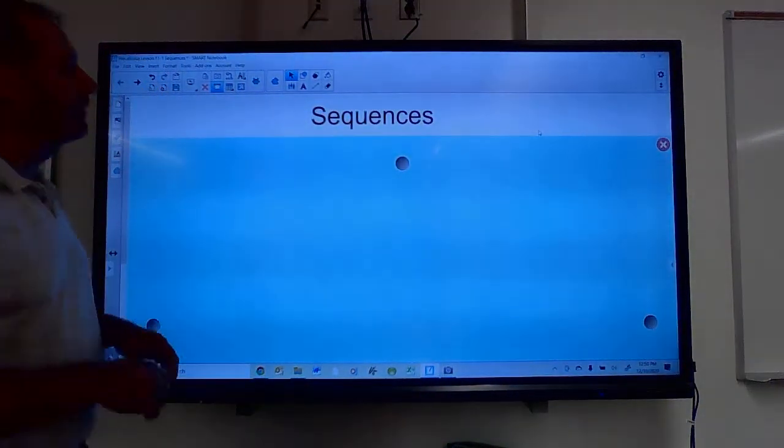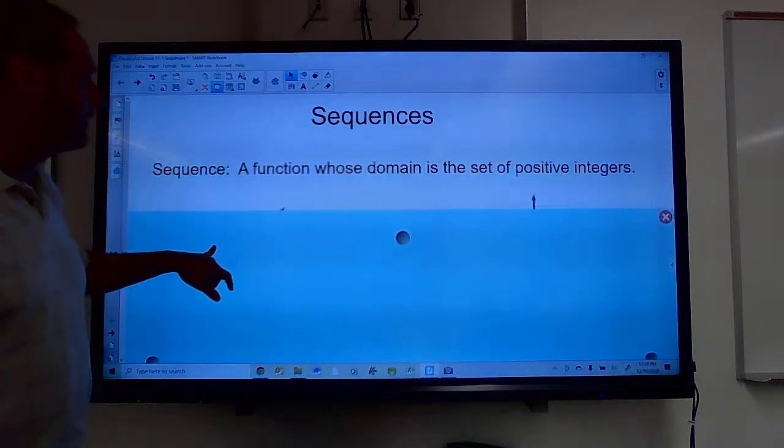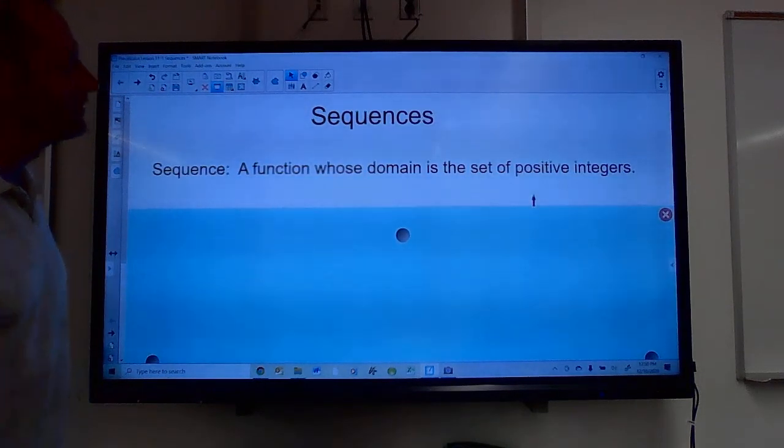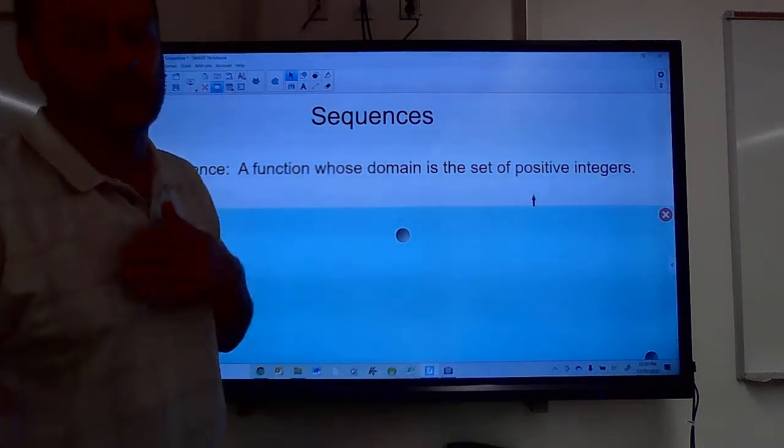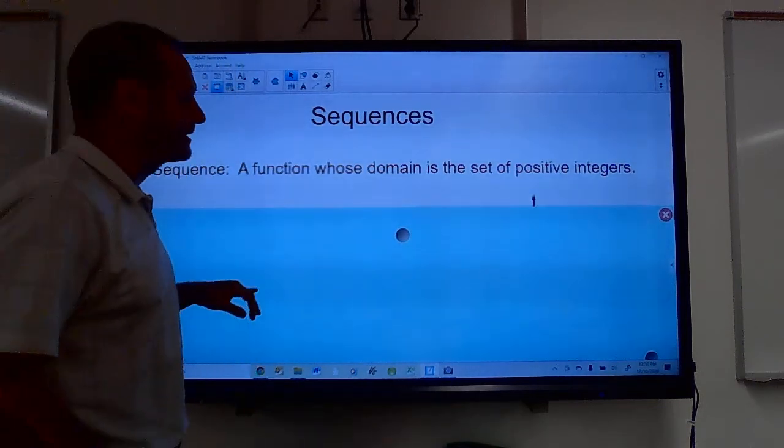Let's talk about sequences today. So, a sequence is a function whose domain is the set of positive integers. So we're talking 1, 2, 3, 4, 5, 6, and so on.